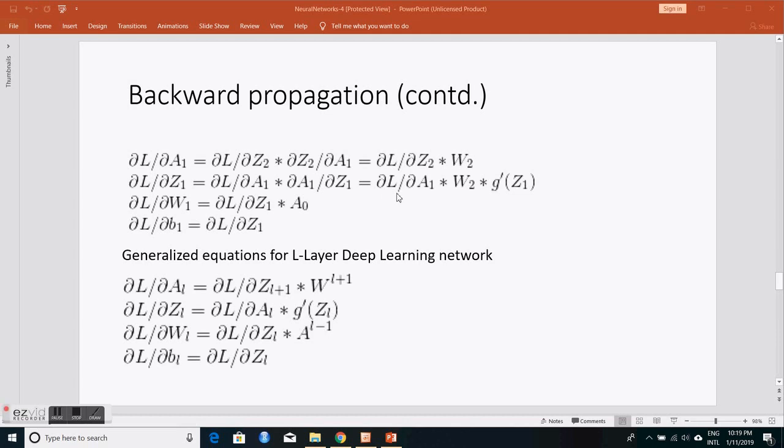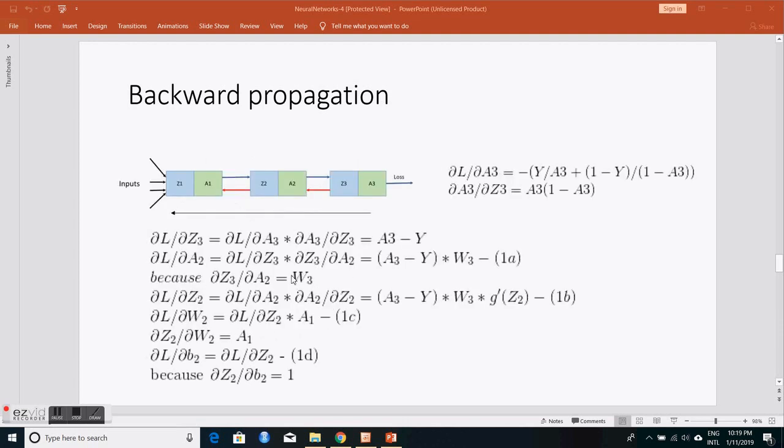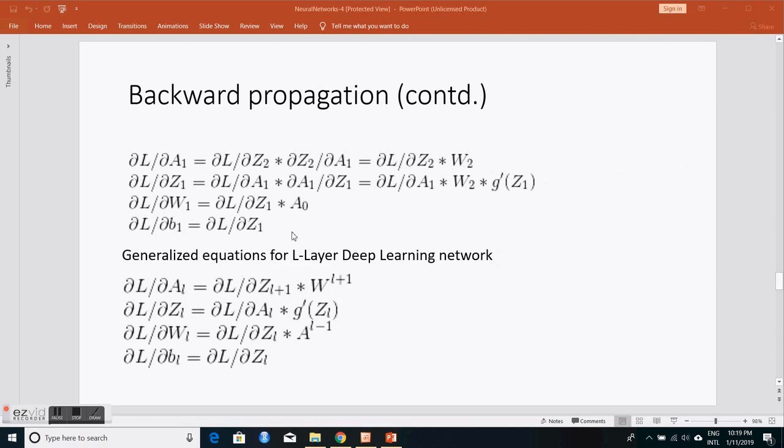So this is ∂L/∂a1, which is basically ∂L/∂z2 times w2, and this one is just the derivative of that. And ∂L/∂w1 is ∂L/∂z1 into a0, and ∂L/∂b1 is ∂L/∂z1. And if we look at these two sets of equations, then we can write this generalized form.